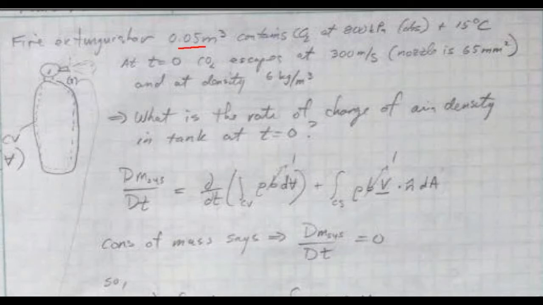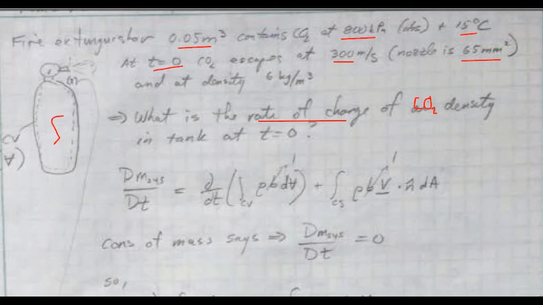We've got a fire extinguisher of a known volume, known pressure, and known temperature. At time equals 0, CO2 begins to escape at 300 meters per second through a nozzle of 65 square millimeters. So what is the rate of change of the CO2 density, not air density, in the tank at time 0? I want to know how fast the density is changing in here.